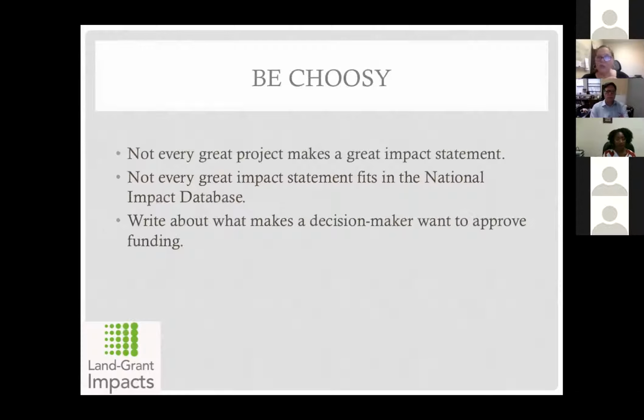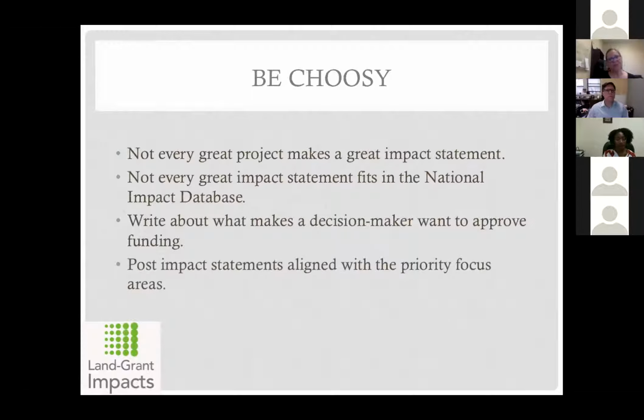However, if you look at those 6 priority issues and you are doing work that fits nowhere within the scope of those 6 priority issues, think about what you're doing, because they're pretty broad and they cover the greatest spectrum of what we do as a system. And write about what makes a decision maker want to approve funding for the work that we do. Post impact statements that are aligned tightly with those priority focus areas.